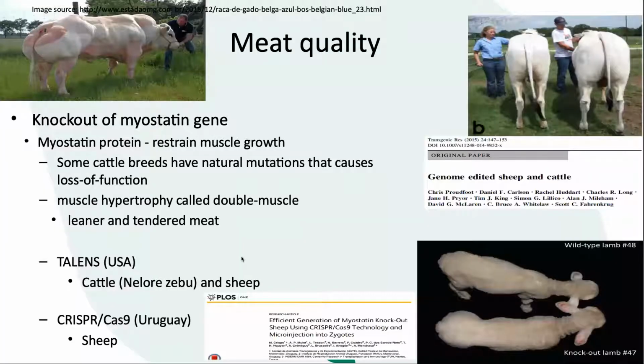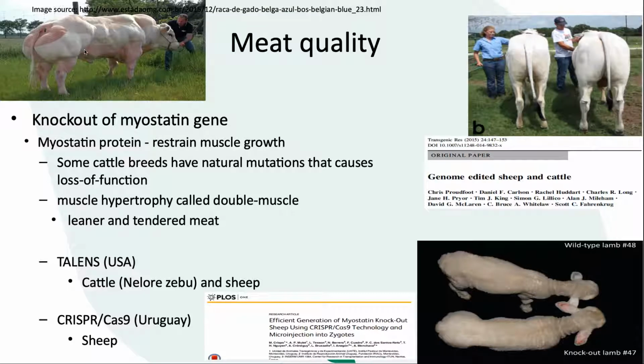So I will show you those three examples. One of them is related to a knockout gene. You can use genome editors to improve meat quality. For that, one thing you can do is to knock out the myostatin gene. The protein of this gene restrains muscle growth. There are some breeds, like the one on the top left, the Belgian Blue, that have a mutation in the myostatin gene.